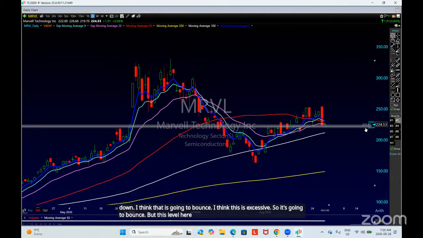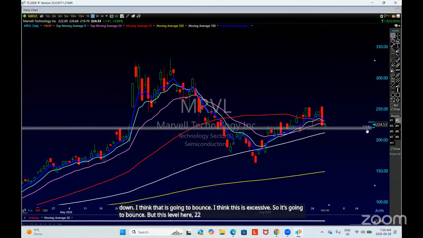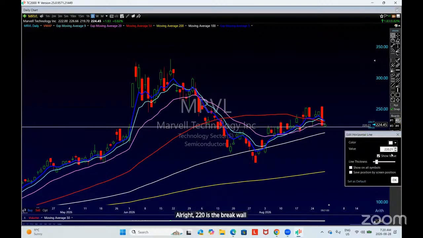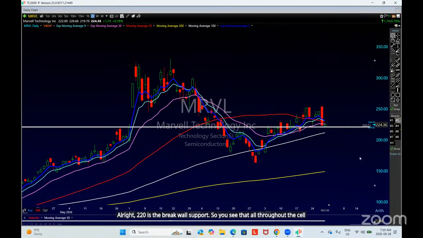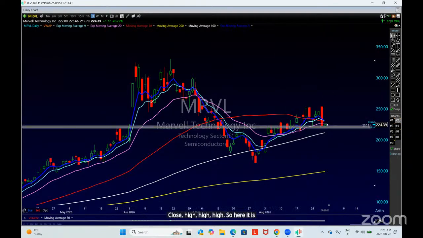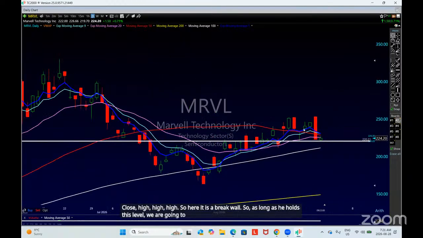But this level here, 220, is a break wall support, right? 220 is the break wall support. So you see that all throughout the sell, it did not break it, right? You see that this is the high of this day, close, close, high, high, high. So here it is a break wall. So as long as it holds this level, we are going to see some type of reversal.